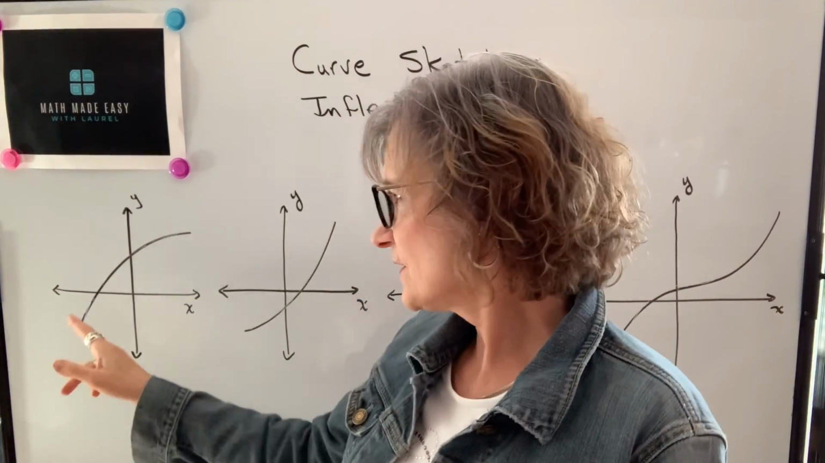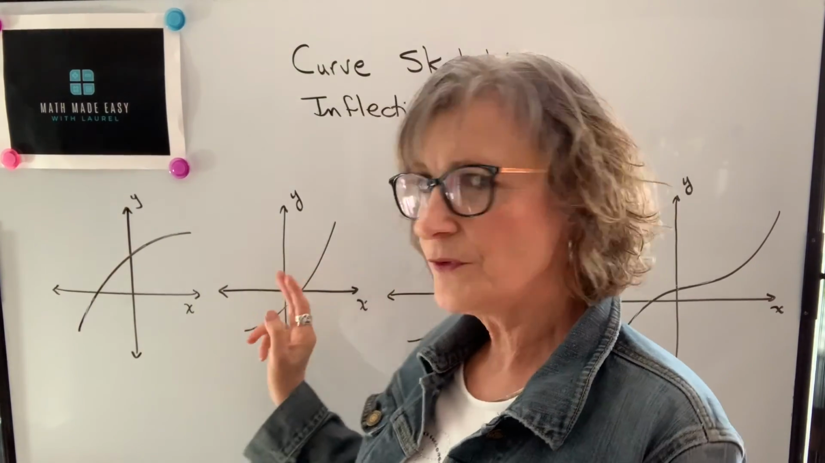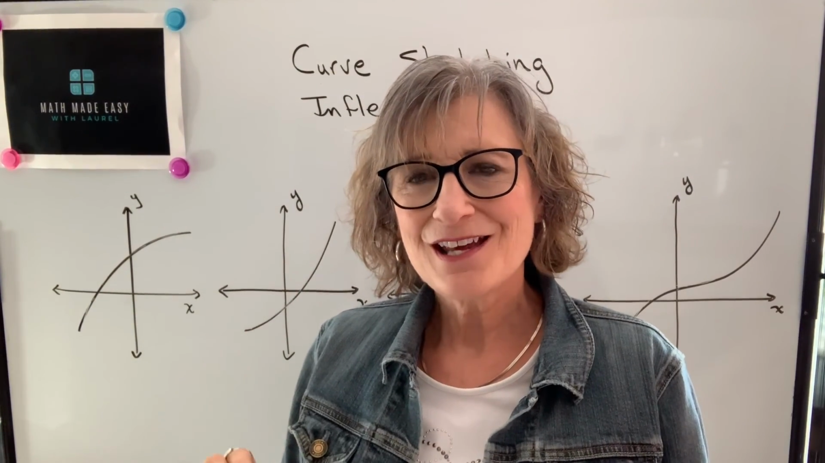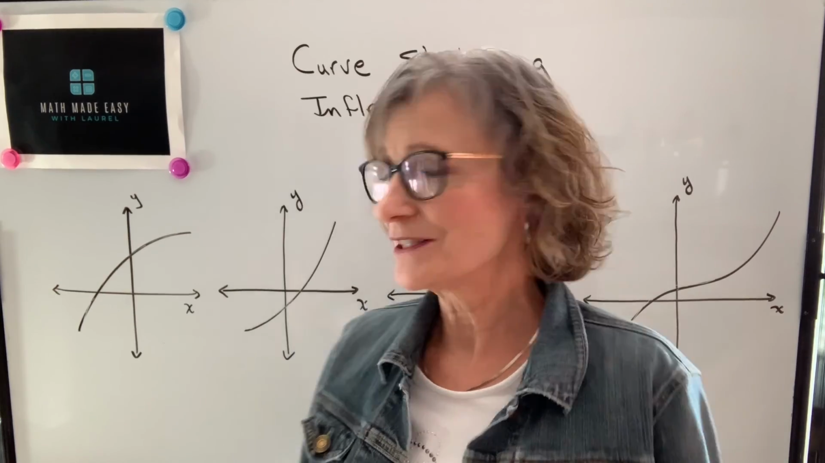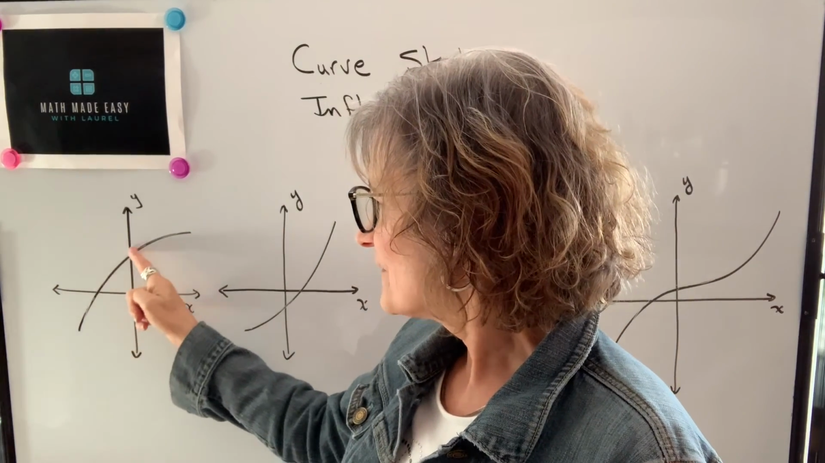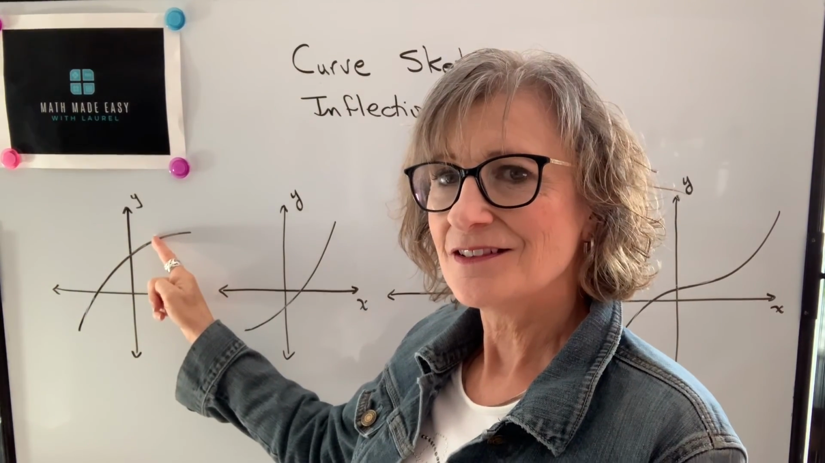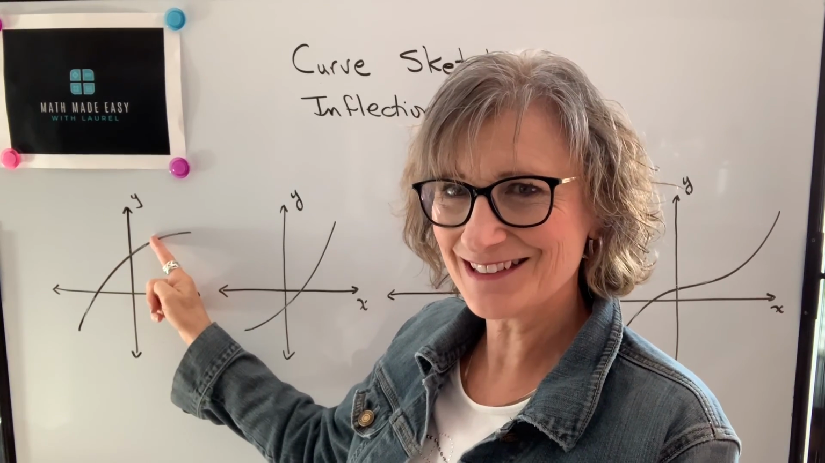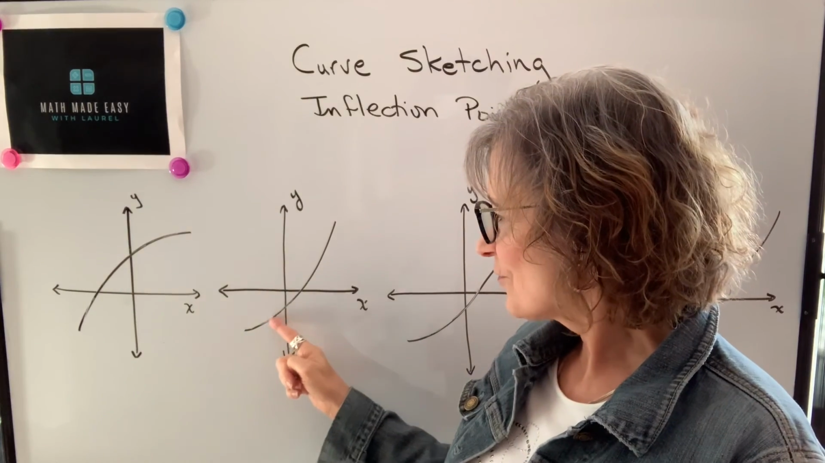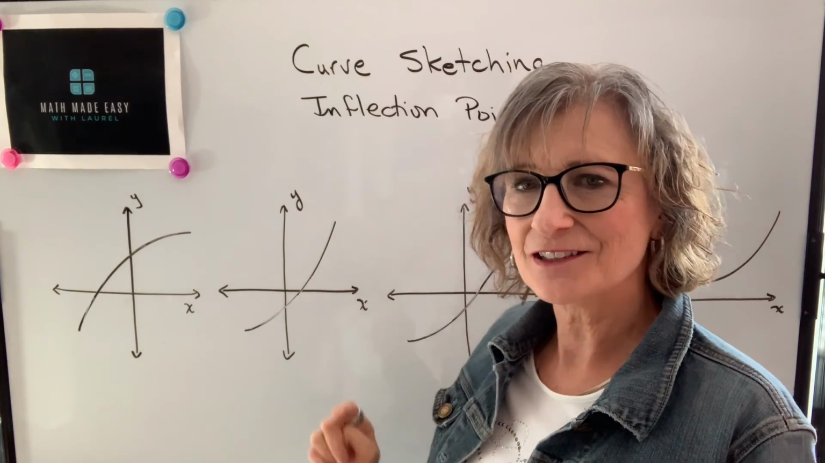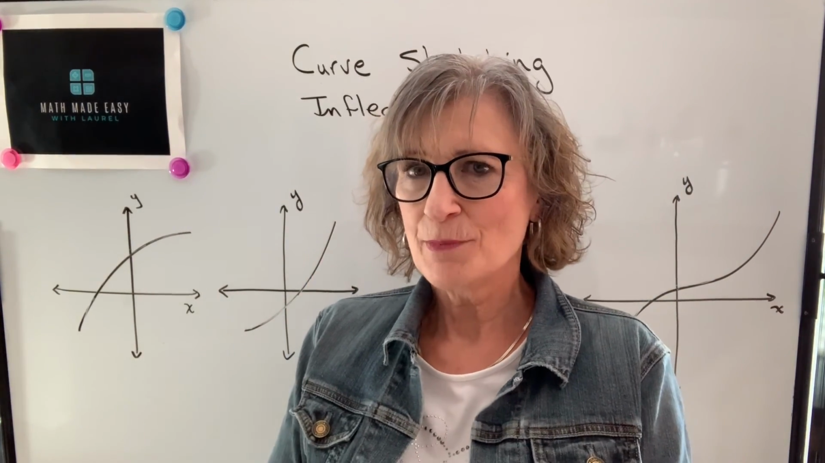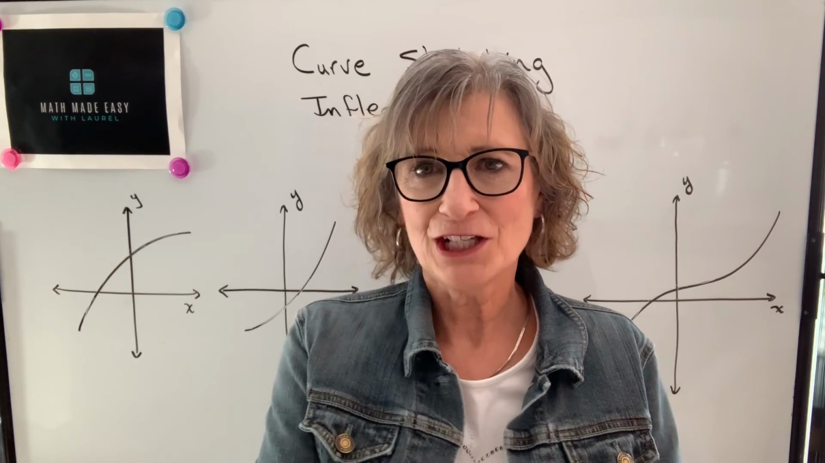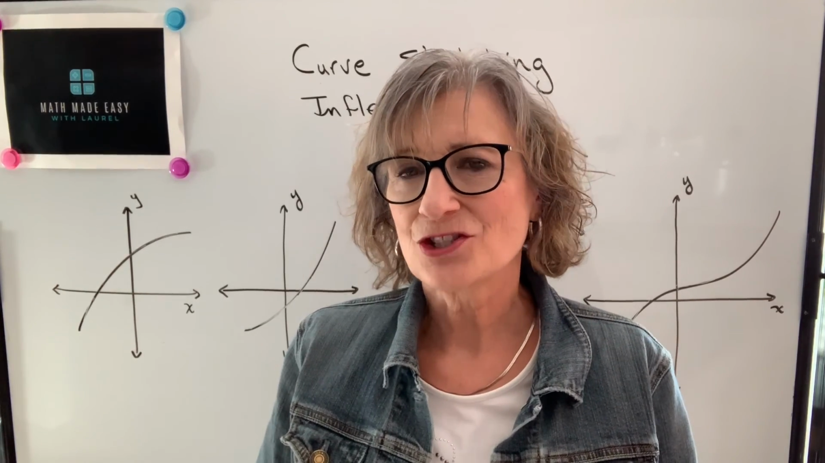Although the function is increasing with both of these graphs, the rate at which it's increasing is different. The rate at which this graph is increasing is decreasing, if that makes sense. The rate at which this graph is increasing is increasing. So remember, when we're finding the rate of a rate of change, it's actually the second derivative.